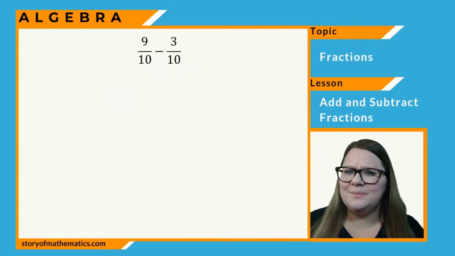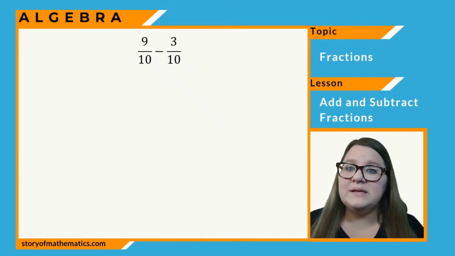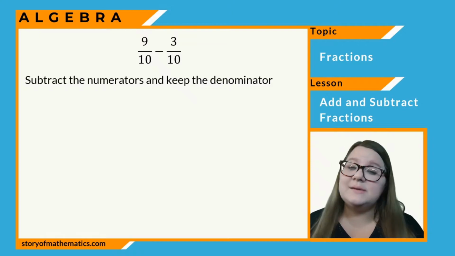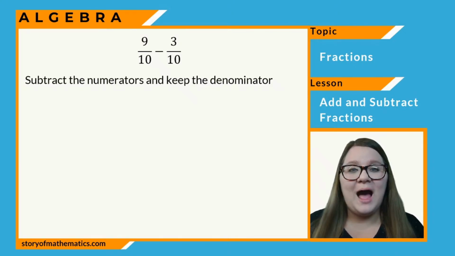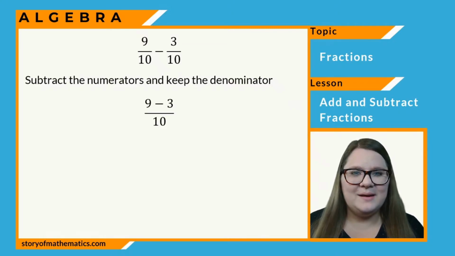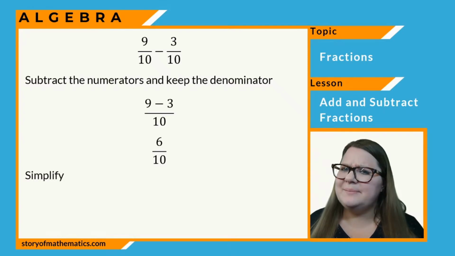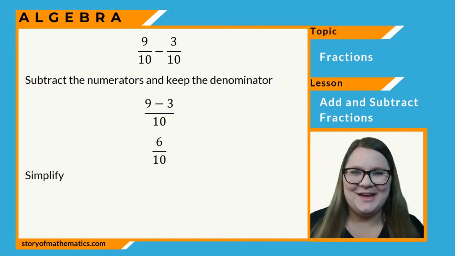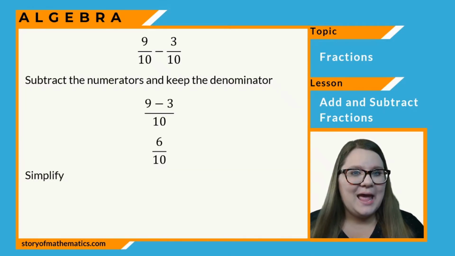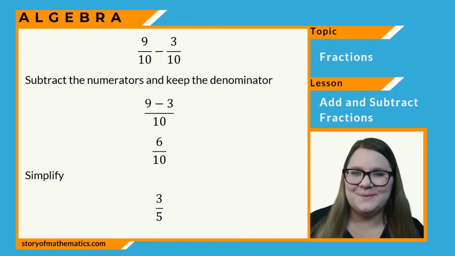What about a subtraction problem? 9/10 minus 3/10. Well, I'm going to be able to subtract the numerators and keep the denominator. So I can rewrite this as 9 minus 3 over 10. Now 9 minus 3 is 6, so this is 6/10. But this is simplifiable, so I am going to simplify it. I can divide both 6 and 10 by 2, which is going to give me 3/5.